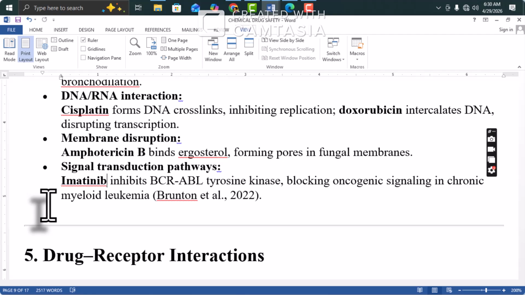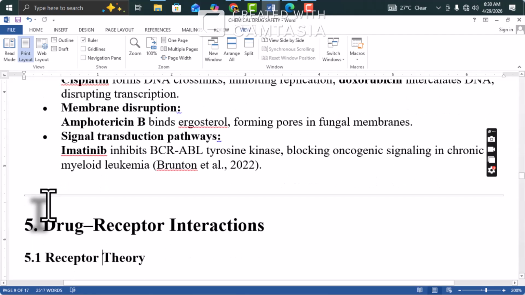So take note of that. My next class will be on drug receptor interaction.